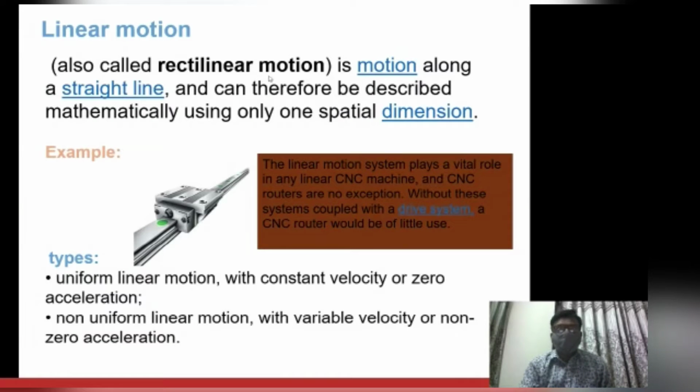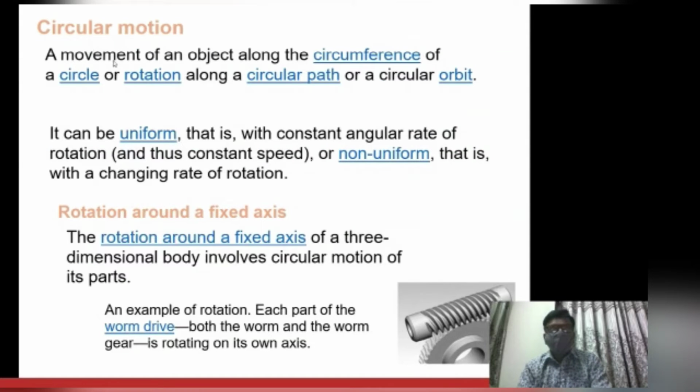Linear motion is also called rectilinear motion, that is motion along a straight line, and it may be uniform linear motion and non-uniform linear motion. Circular motion, the movement of an object along the circumference of a circle, or you can say rotation along a circular path or a circular orbit. It can also be uniform circular motion, non-uniform circular motion.